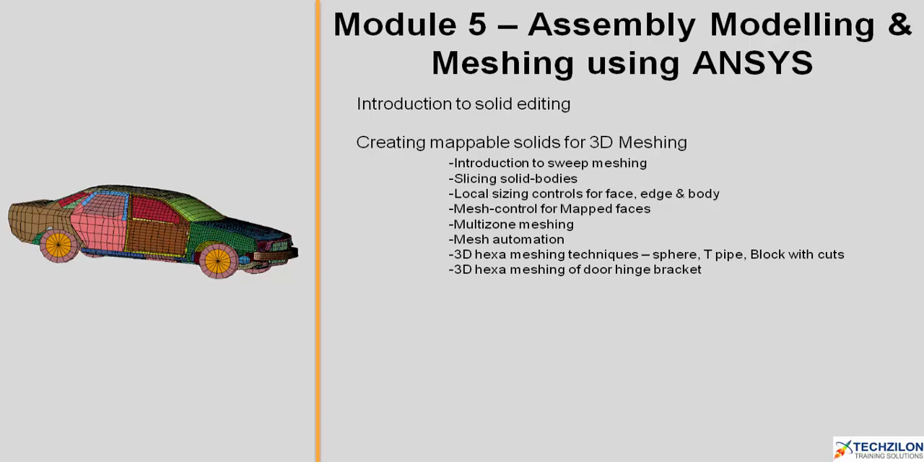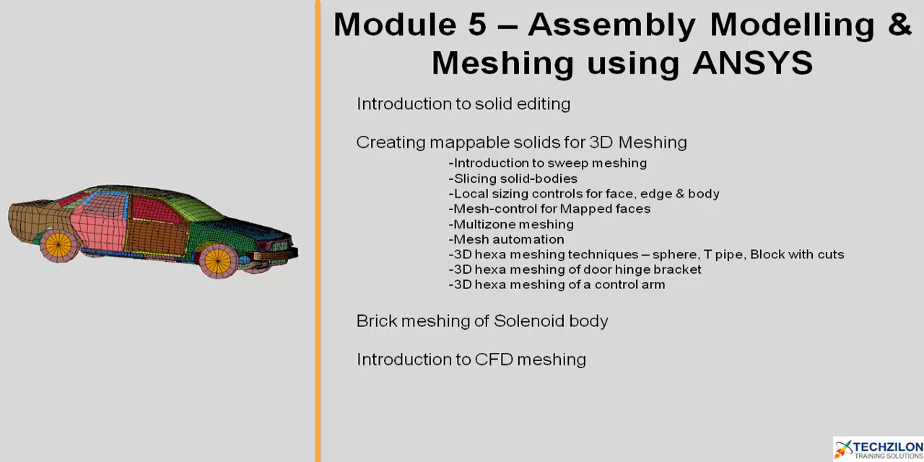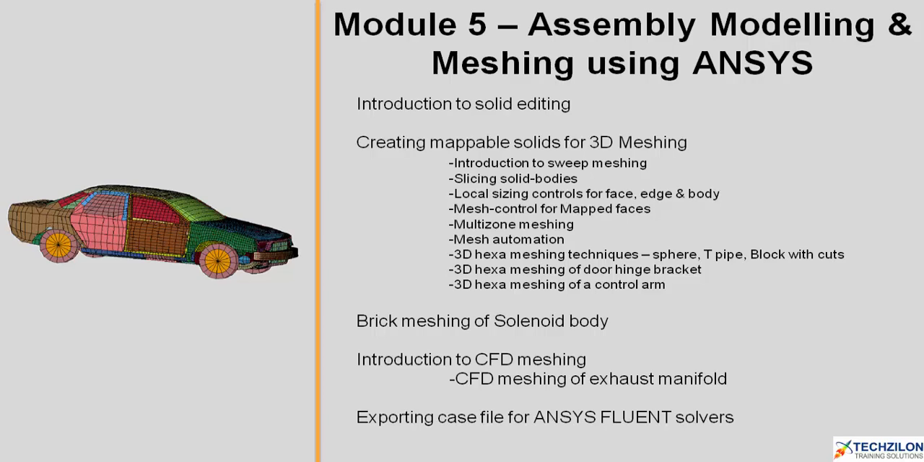hexa meshing of door hinge bracket, and 3D hexa meshing of a control arm. We'll then move on to brick meshing of a solenoid body. You will later be introduced to CFD meshing. Under this, you will do the CFD meshing of an exhaust manifold. You will learn how to export case files for ANSYS FLUENT solvers.